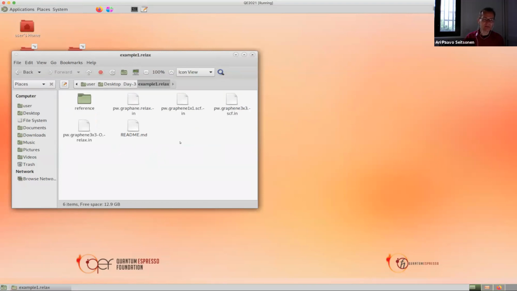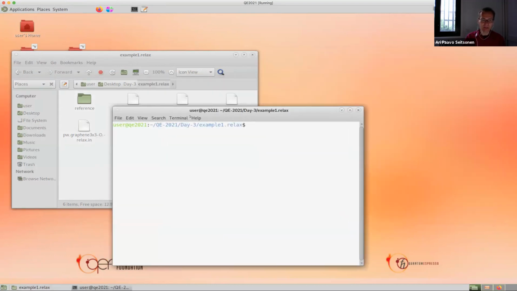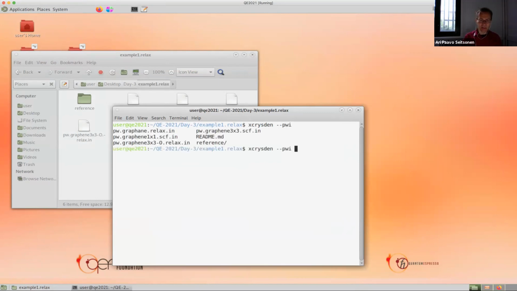If you click, you go into this directory on the file browser. You click on the right, you can open in terminal. So you directly come to this directory. You see it's example 1. So we start here, and as usual, you can start by looking at the structure of the input files. Now there are 4 input files, but we start with the graphene one. There's also graphene 1 by 1, just for reference, but you can look at it later if you want.